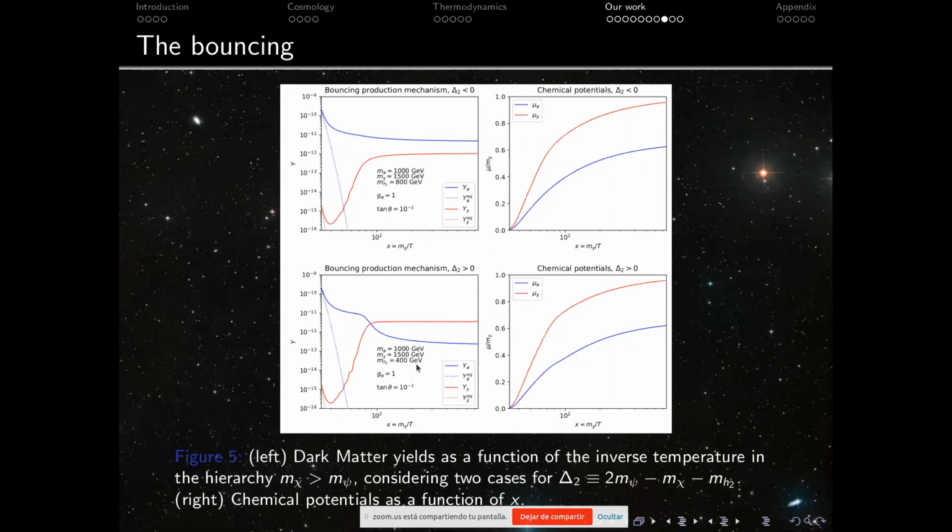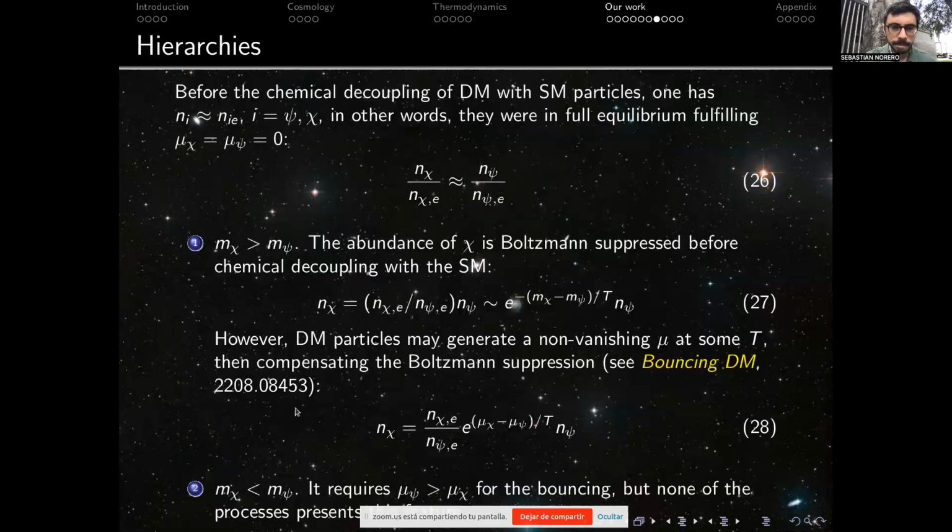And here we just moved the parameters a little bit, but I don't have time to enter into more details. The main message is that in a certain parameter space of the model, you can have this effect. Of course, this effect is not new. Actually, a recent paper from August was showing this effect, and they call it bouncing dark matter. But they exemplified this effect using another model.